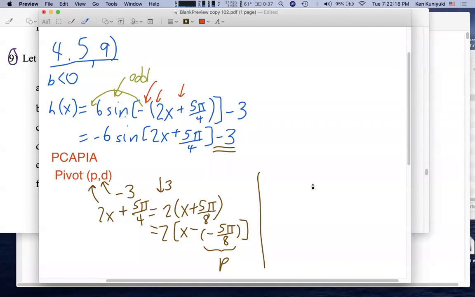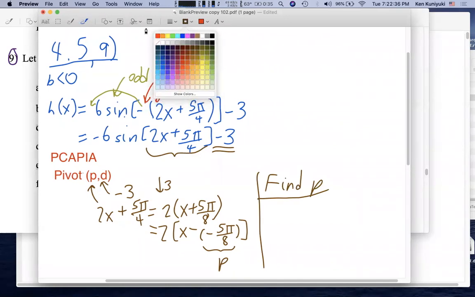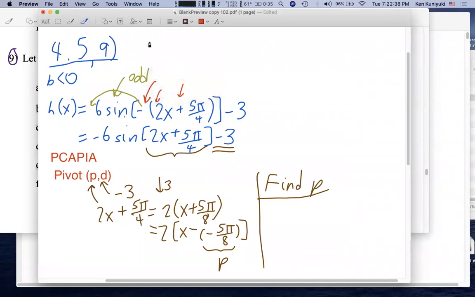The more popular way of finding the pivot, again, the goal here is to find P, the phase shift, little p. Now the more popular way of doing it is to set this thing equal to 0. Actually, I'll do this in purple. This toolbar is getting in my way. Hold on a second.